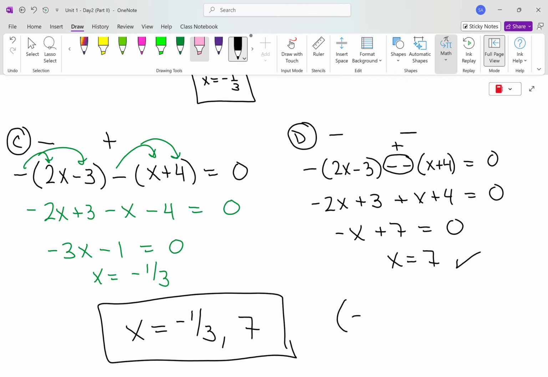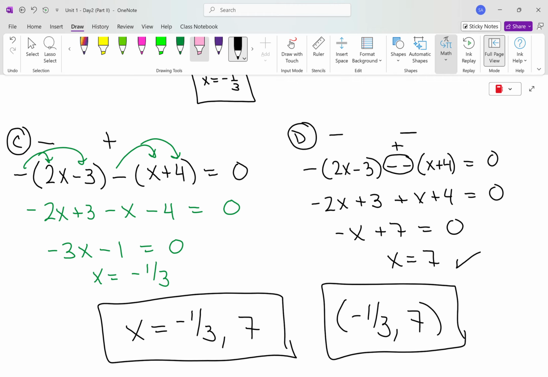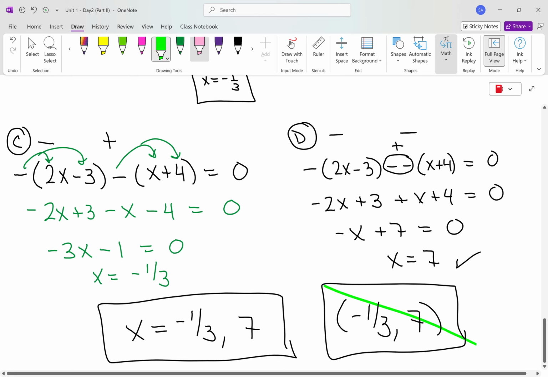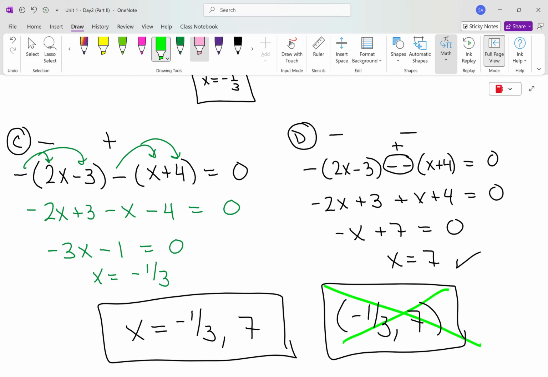Notice how I wrote it. X equals, I put the negative 1/3 comma 7. That's a perfect way to write it. Why are you not allowed to write it inside parentheses? So I was allowed to put the comma as long as I didn't put parentheses. Lucas? Good. A parentheses represents a coordinate, an XY value. These both represent X.